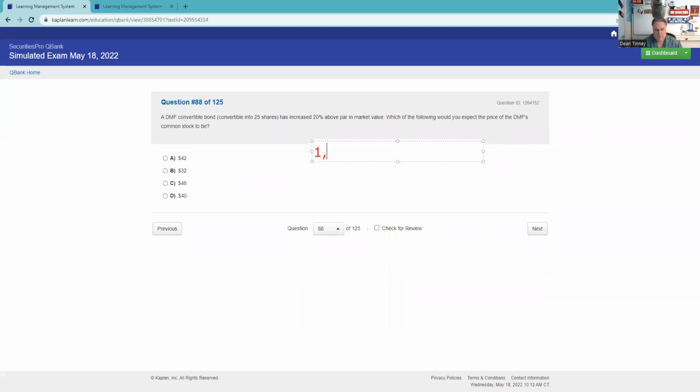So 1,200 divided by 25 shares, and I'm going to get parity. Divided by 25 is 48. So I'll just put parity there, parity of the common. Now they're asking me, where would I expect the common stock to be? If I buy this bond and turn it into the stock, I'd be paying 48. I would expect the stock to be somewhere in relationship to this.